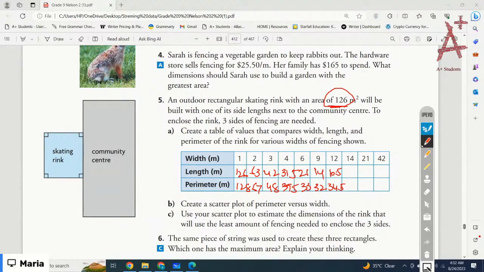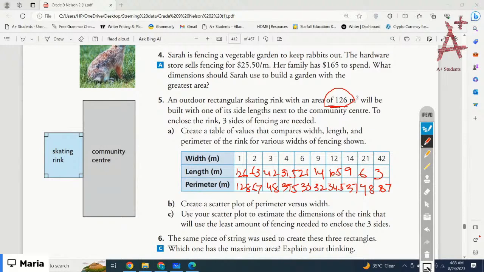When the width is 14, it would be 9 and perimeter would be 37. When the width is 21, it would be 6 and this one is 48. When width is 42, this one is 3 and perimeter would be 87, right?